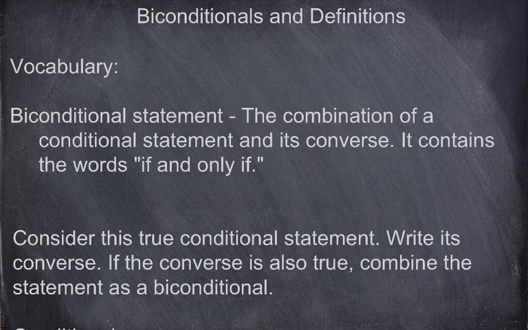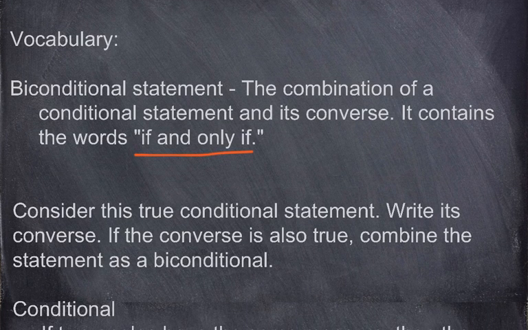The thing about a biconditional is that the converse and the conditional, both of them must be true in order to create a biconditional. But notice again, it contains the words "if and only if." So a conditional is an if-then statement. A converse is also an if-then statement, just where the hypothesis and conclusion are exchanged. But the words "if and only if" will appear in a biconditional statement.